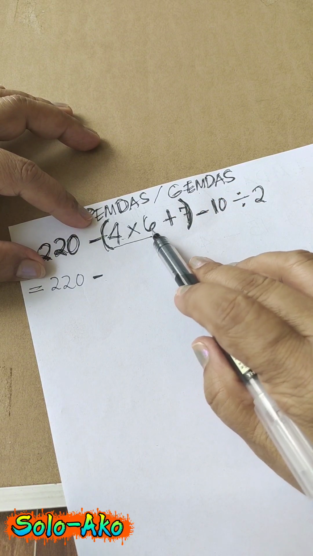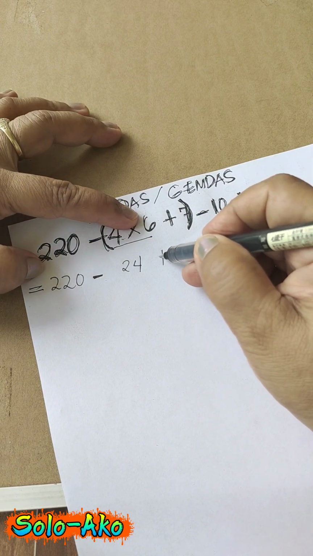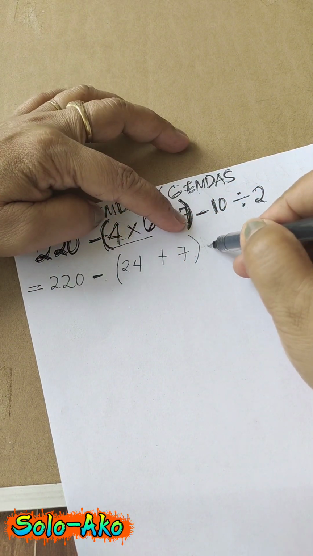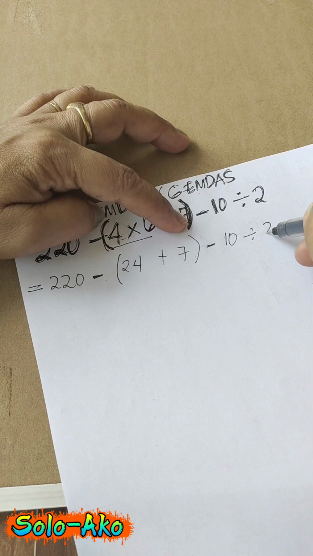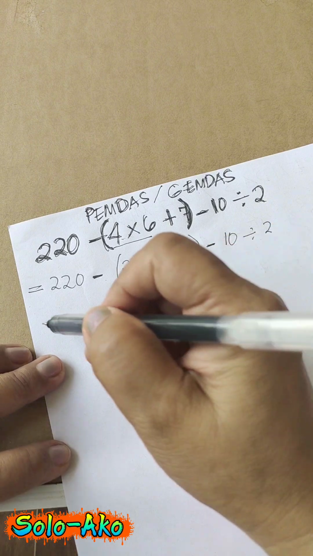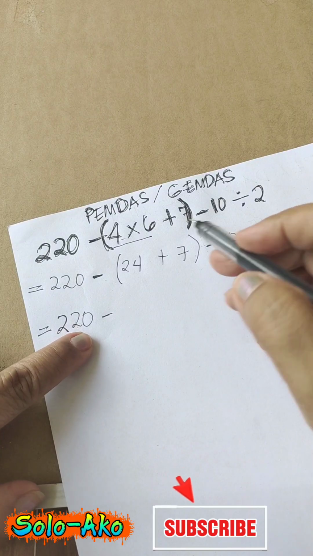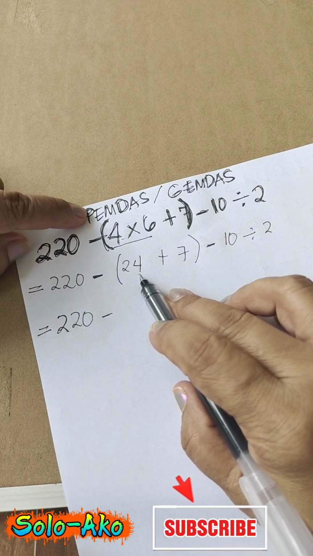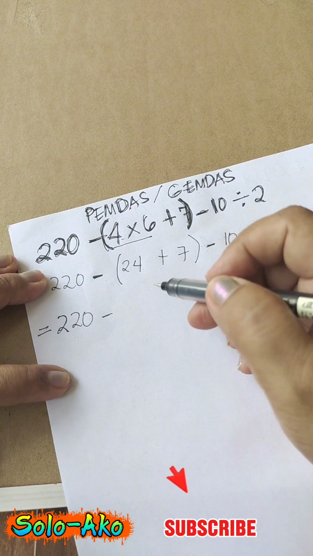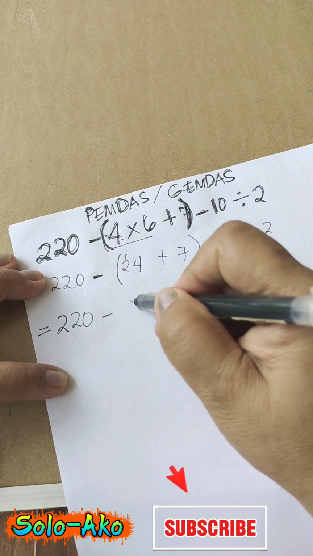Therefore, you are going to say 4 times 6 equals 24. Plus 7. Okay, let's do it one by one. So plus 7. And you have here minus 10 divided by 2. Just copy the number as is. Okay? Now, still you have 24 plus 7 inside the parentheses. Kopyahin mo lang din yan. 220. Baba mo rin yung sign. Subtraction sign. Then solve first the number inside the parentheses because that is the group of numbers. Okay? Or parentheses. So 24 plus 7. You have here 7 plus 4 equals 11. Carry 1. Therefore, that is 31.